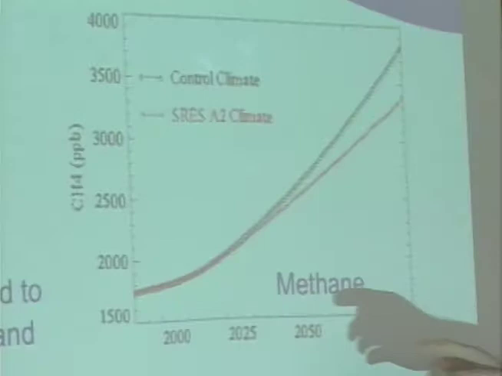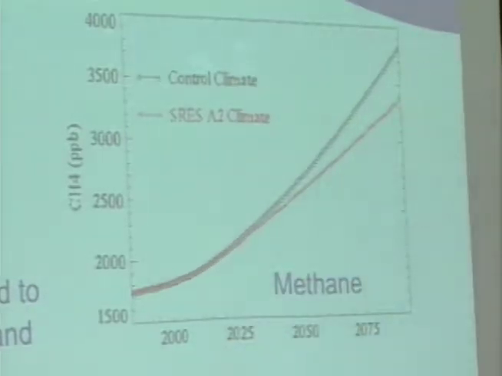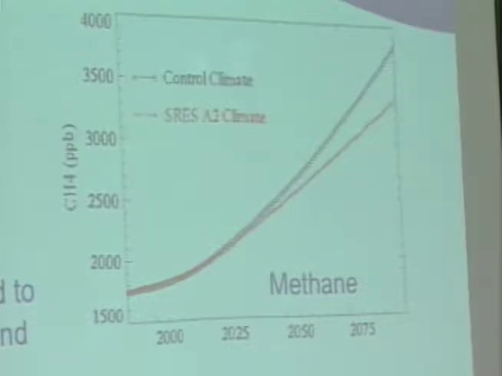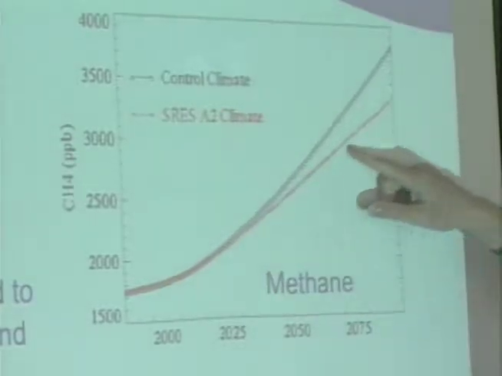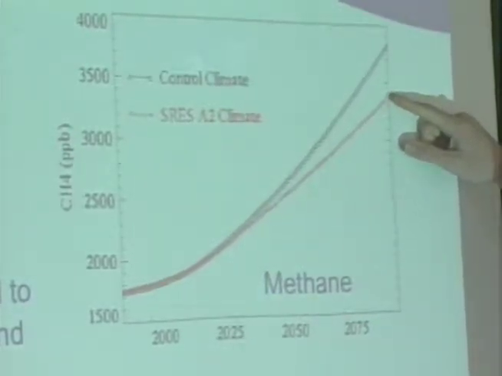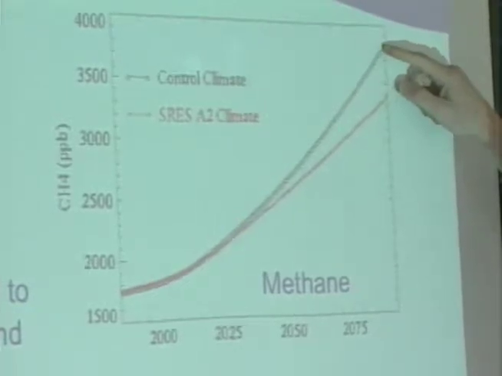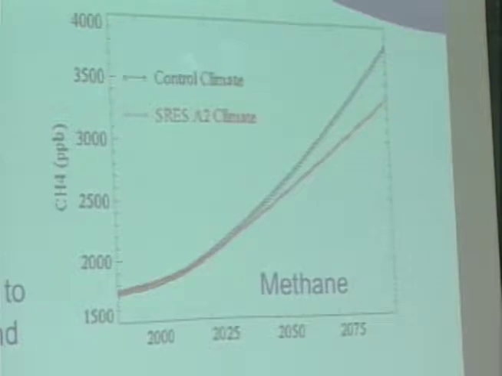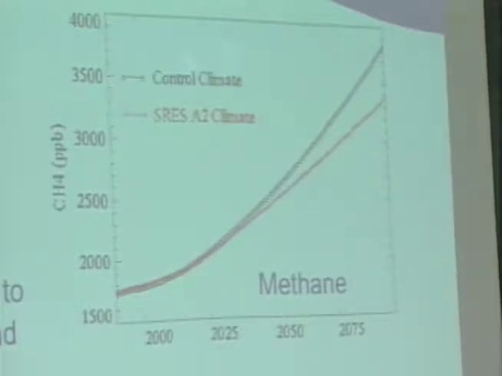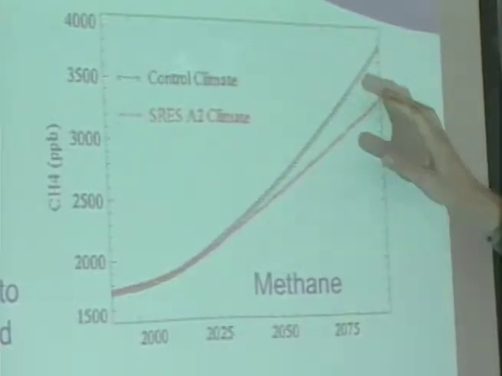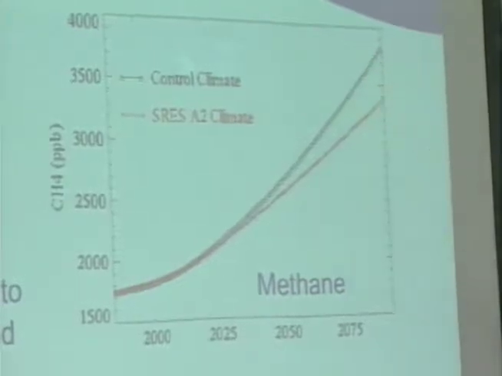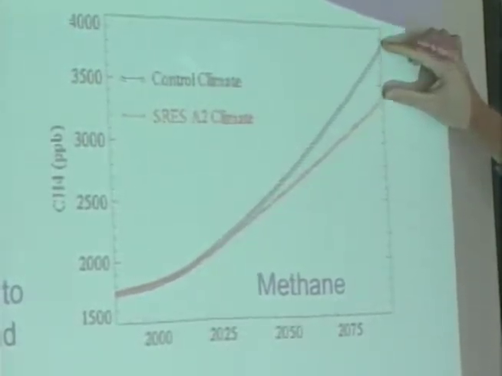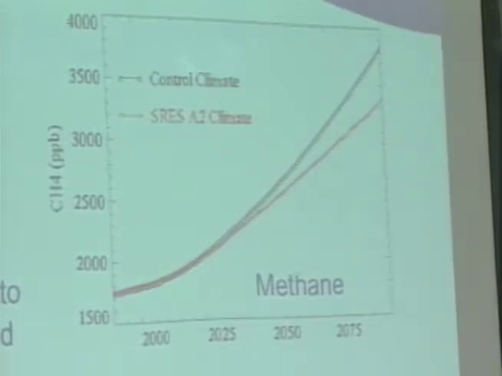And what he showed is that accounting for the climate feedback on the methane cycle, you would end up with a smaller concentration than not accounting for the climate feedback. And that's basically because there is an increased concentration of water vapor, and that leads to a greater destruction of methane. And you've got something here which is about 500 ppb, so it's not negligible.